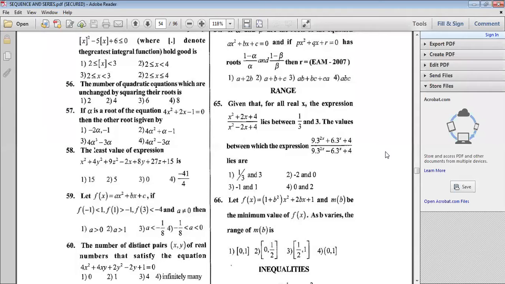What is the least value of that expression? So that expression is x square plus 4y square plus 9z square minus 2x plus 8y plus 27z plus 15 is equal to 15. This is that expression. So what is the least value of this expression?